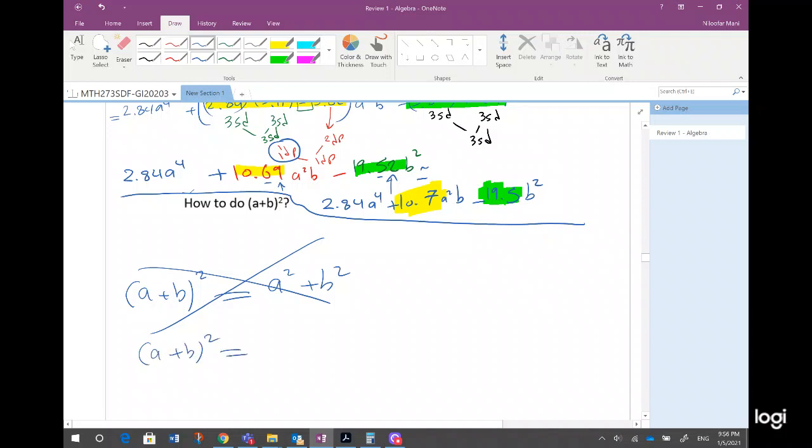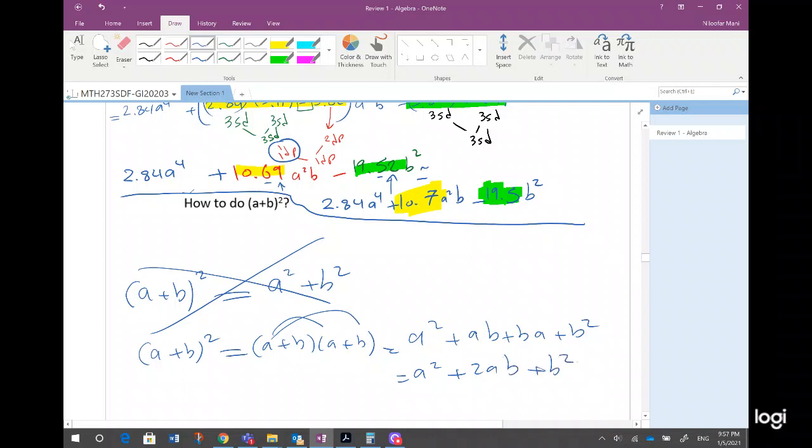You can learn this by Pascal, or if you don't remember Pascal, you can say, this is a plus b multiplied by a plus b. So it is a squared plus ab plus ba plus b squared, which is a squared plus 2ab plus b squared. Done.